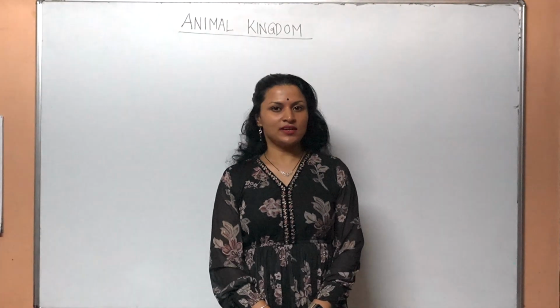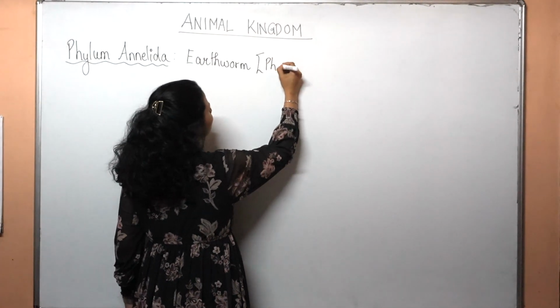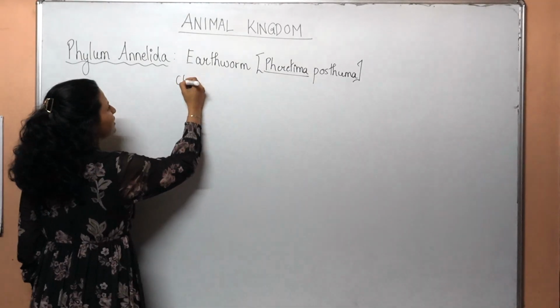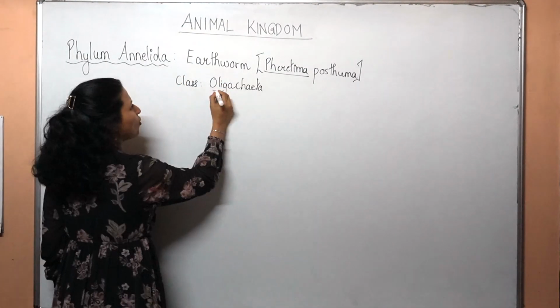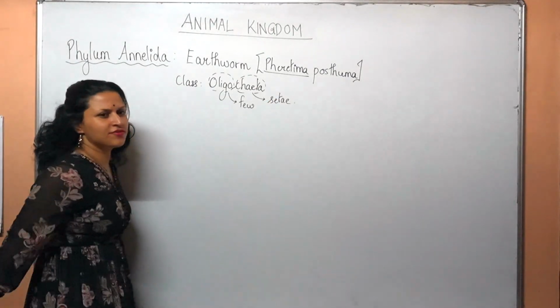Students, we have completed the general characteristics of phylum Annelida, and today we are going to do one special example of an annelid, that is earthworm. Earthworm. Scientific name is Pheretima posthuma. It belongs to the class Oligochaeta. Oligo means few, chaeta means setae. Doesn't it have few setae?